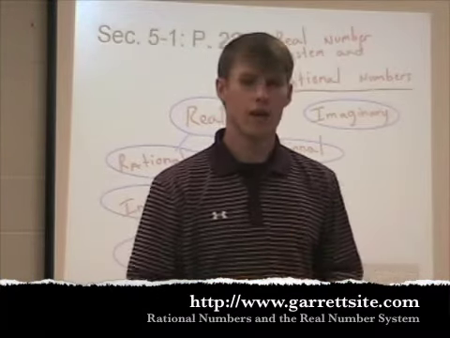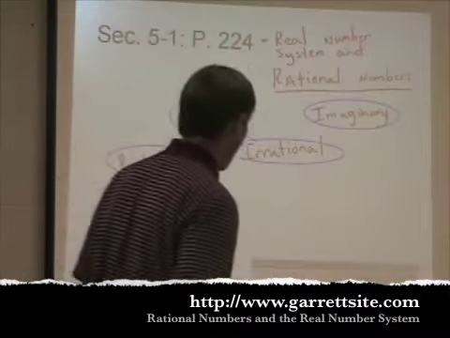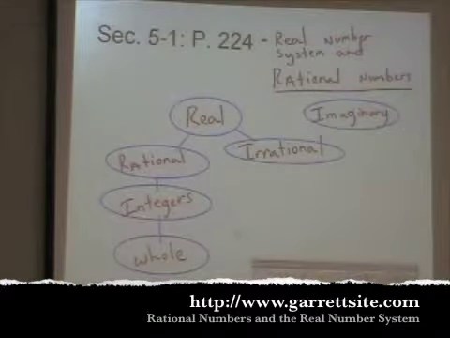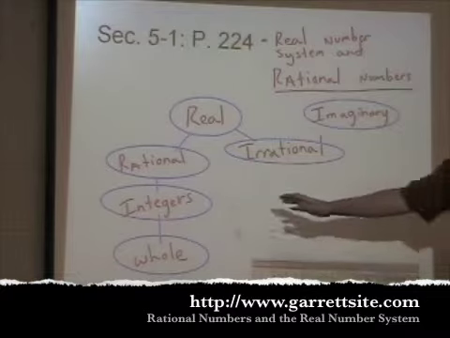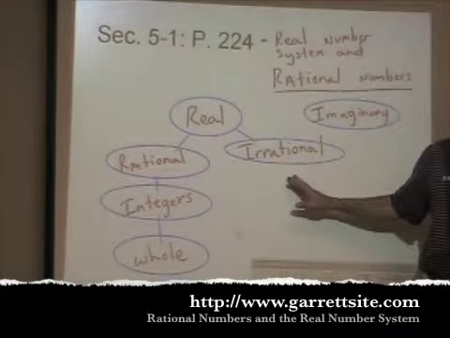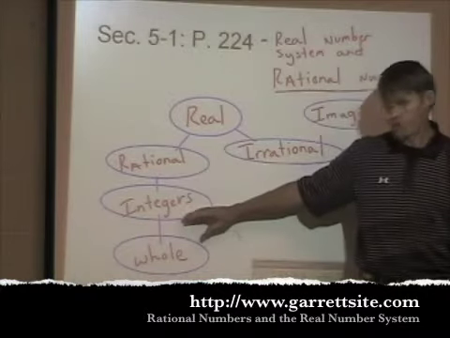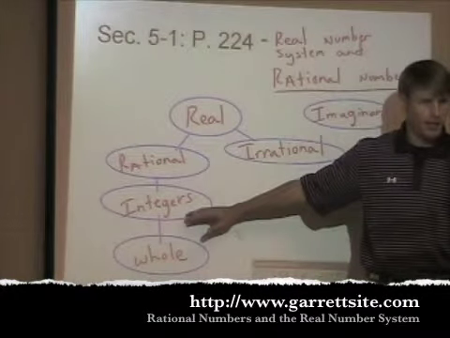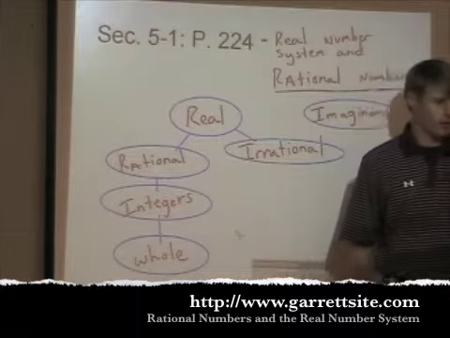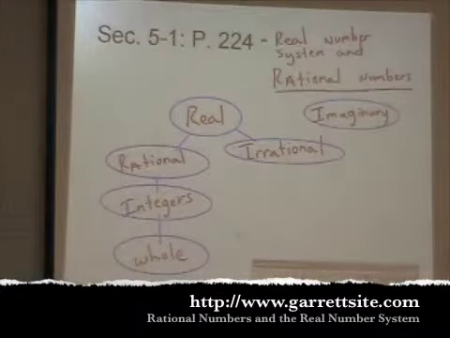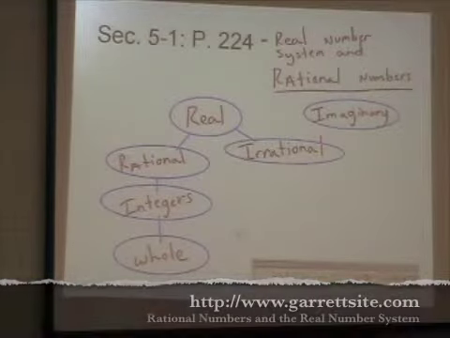All right? So up on the board, we have the real number system. In the real number system, we have rational numbers and irrational numbers. If it's a rational number, it has a chance to be an integer. And if it's an integer, it has a chance to be a whole number. Now, we've already covered the definitions of each of those. So if you've forgotten, you can turn to page 224, and they'll remind you what each of those definitions are.